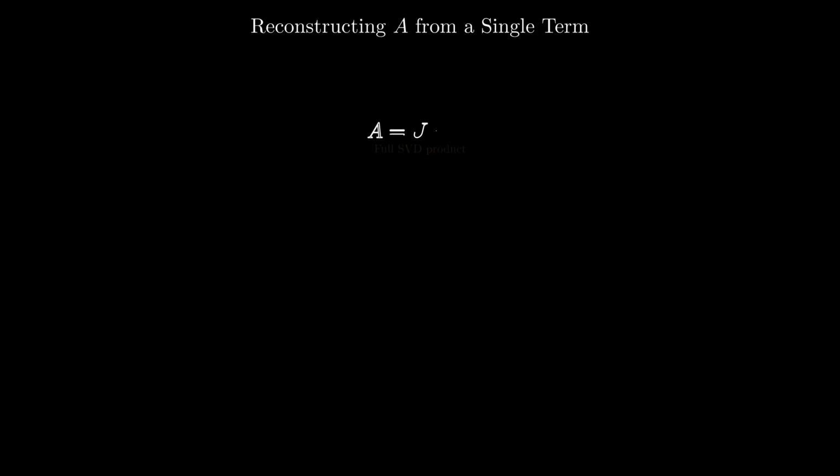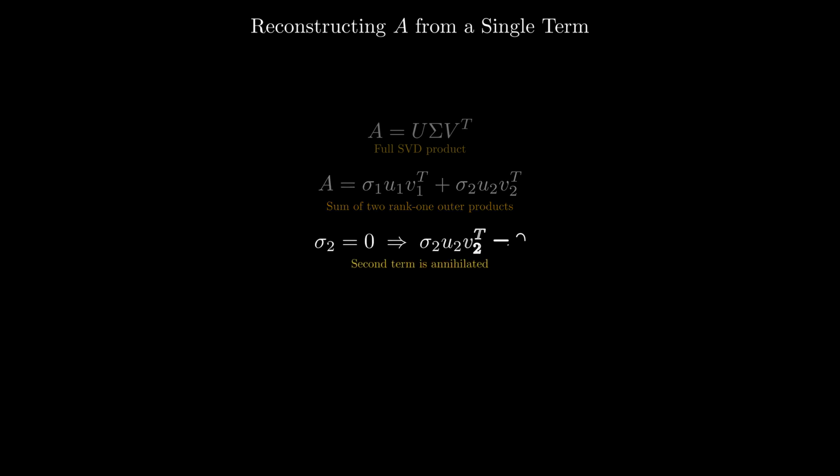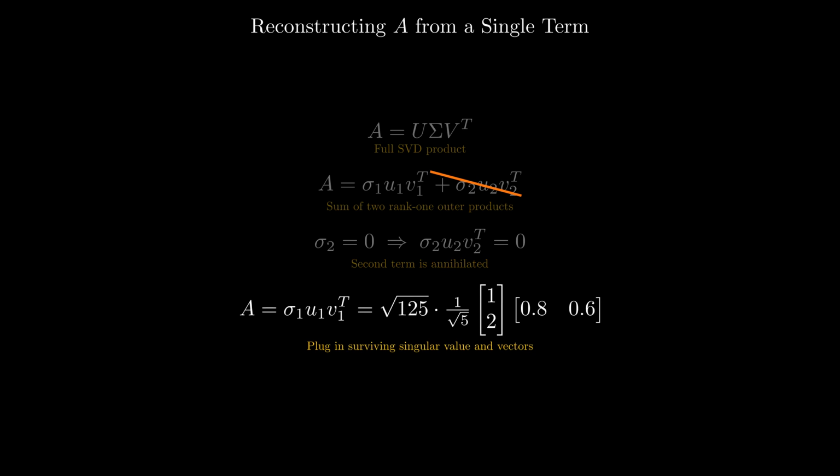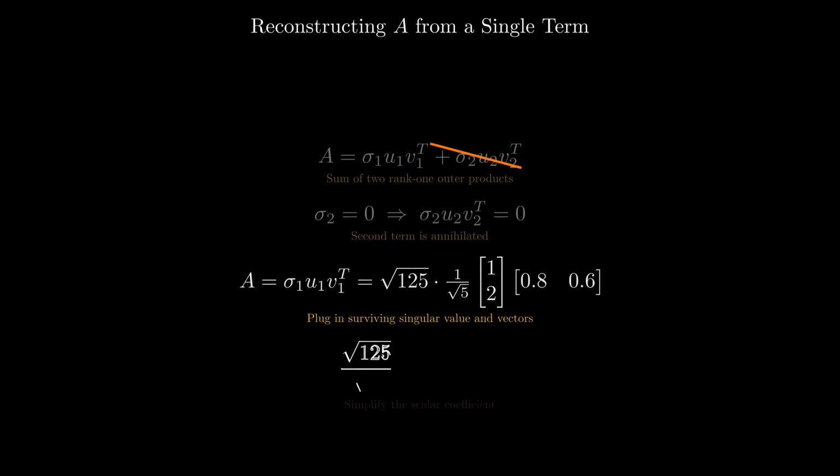Watch what the 0 does. When we multiply U sigma V transpose, the second column of U gets paired with the 0 on sigma's diagonal, and the second row of V transpose gets annihilated. So the rank 1 matrix A is fully reconstructed by sigma 1 times U1 times V1 transpose, all by itself. That's the square root of 125 times 1 over the square root of 5 times the column 1, 2 times the row 0.8, 0.6.